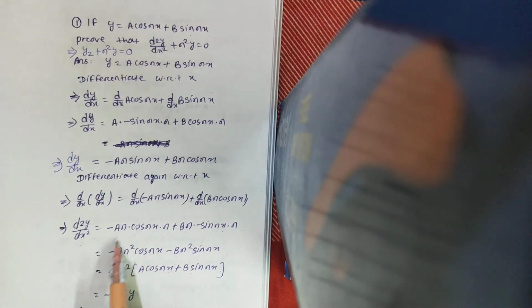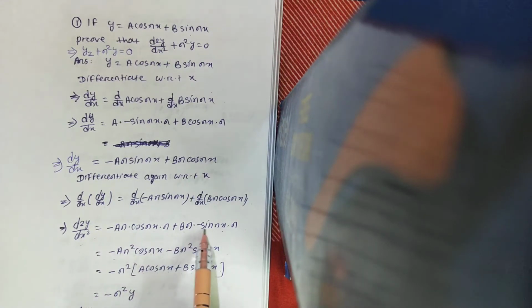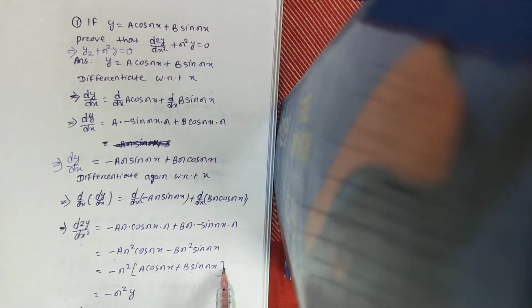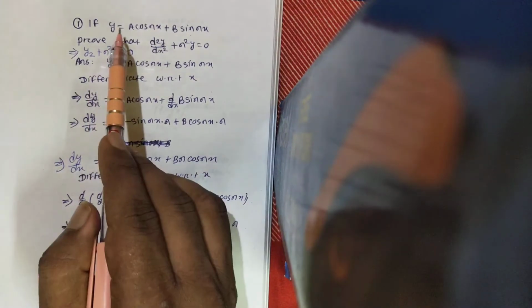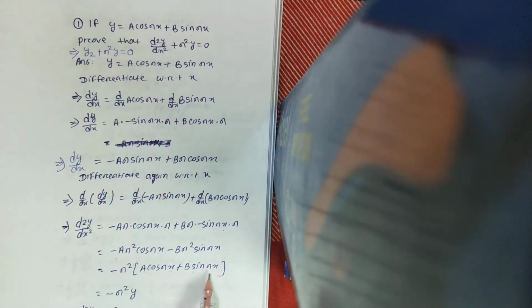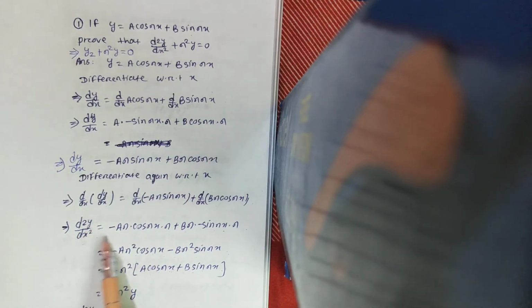Again taking the derivative, we get minus an cos nx into n plus bn minus sin nx into n. Simplifying, we get minus an square cos nx minus bn square sin nx. Taking minus n square, we get a cos nx plus b sin nx. Now the question gives y is equal to a cos nx plus b sin nx, so in place of a cos nx plus b sin nx, I can put y. That means d square y by dx square is equal to minus n square y. So finally we get d square y by dx square plus n square y is equal to 0.